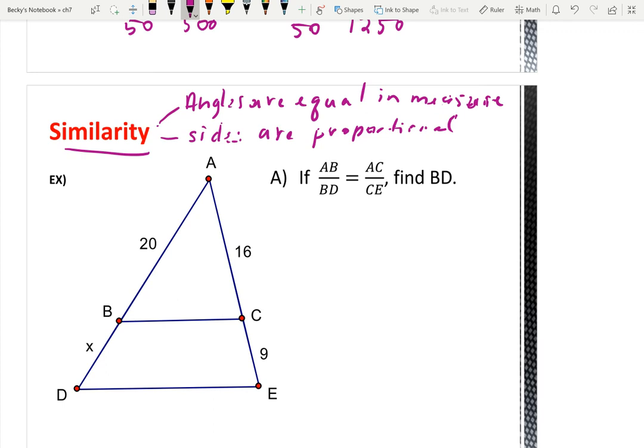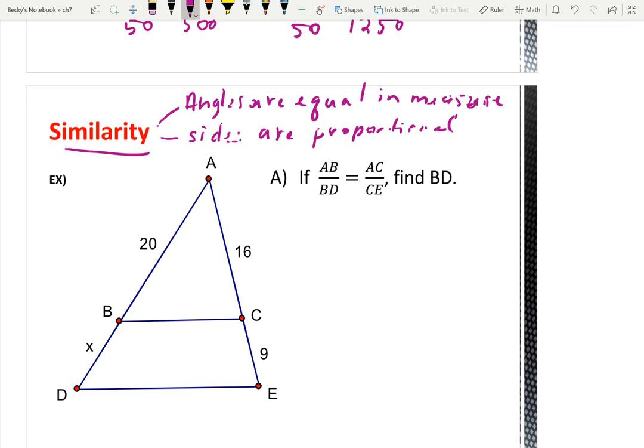Okay, so think of a photocopier. If you put a right triangle on the copier and you make it bigger, the angles stay the same. It's still a right triangle. It doesn't magically turn into an obtuse triangle. But the sides all grow at the same rate, right? And so it just turns out bigger, but the angles stay the same.